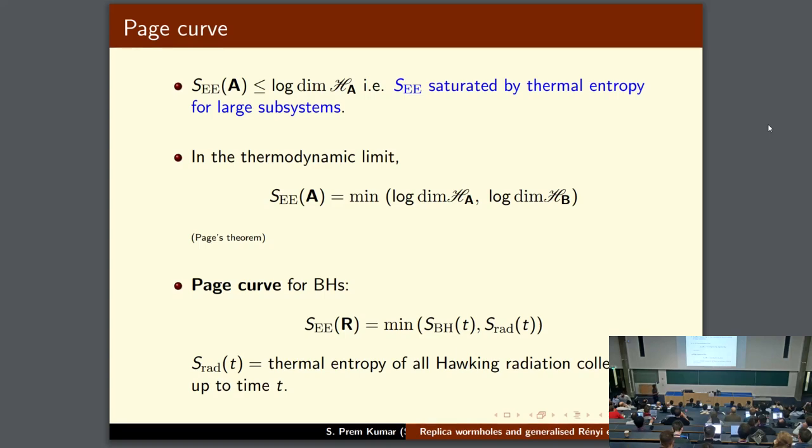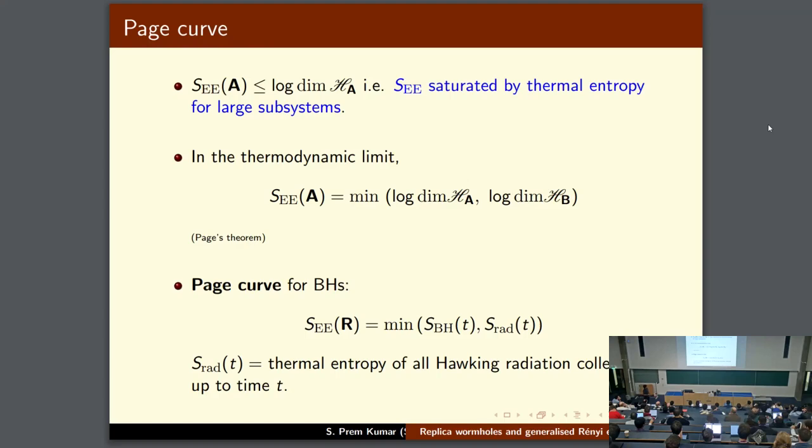And the crisp formulation of the information loss puzzle was given by Page. The observation there was essentially the statement that if you consider a closed system and a bipartition of it, say A and B, the entanglement entropy of subsystem A is going to be equal to the entanglement entropy of subsystem B if the system is prepared in a pure state. And the key observation there is that the entanglement entropy of each subsystem is actually bounded by the log dimension of the Hilbert space of each subsystem. And so this means that in the thermodynamic limit, the entanglement entropy of a subsystem A is actually the min of log dimension of the Hilbert space of A and log dimension of the Hilbert space of B. So this is essentially Page's theorem.